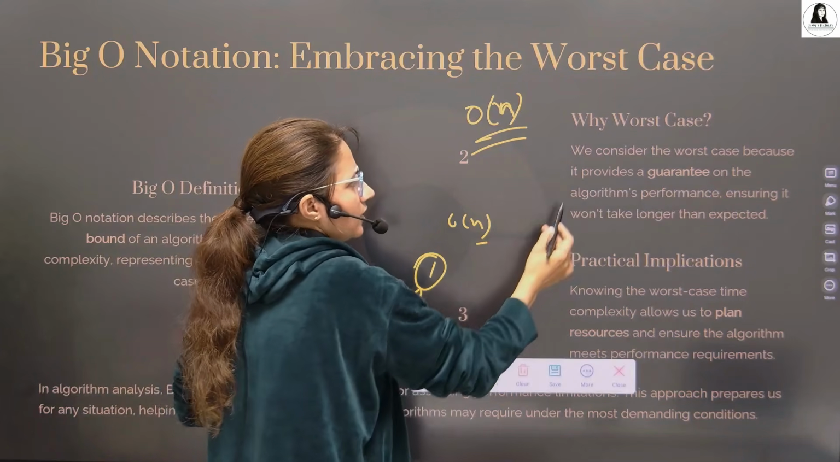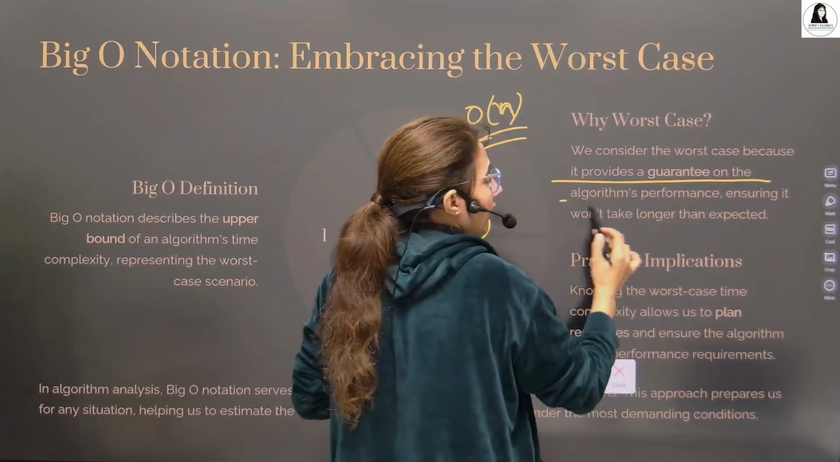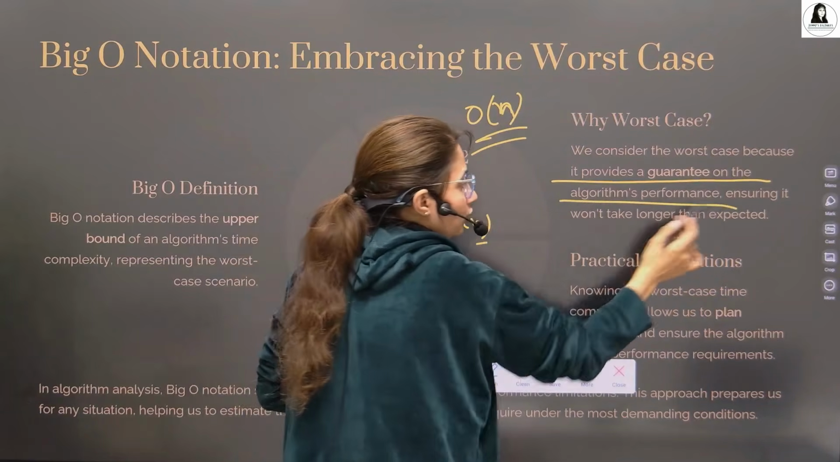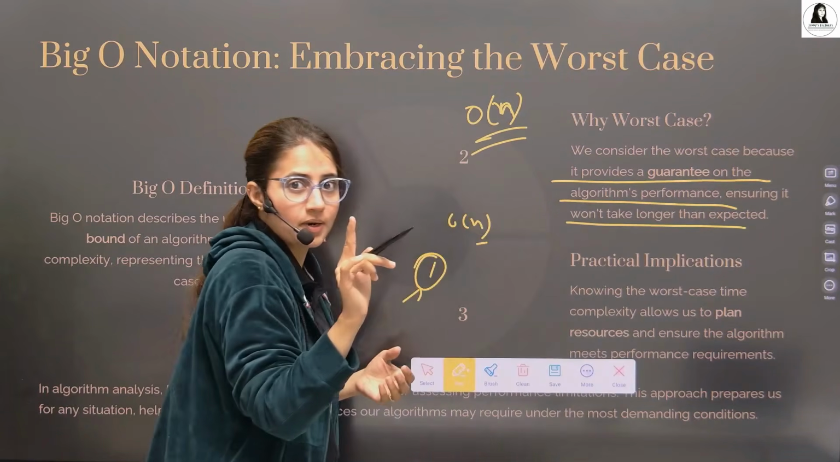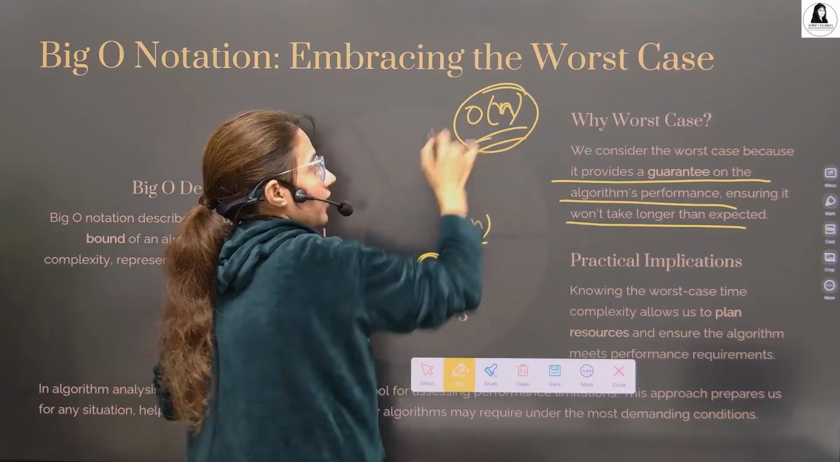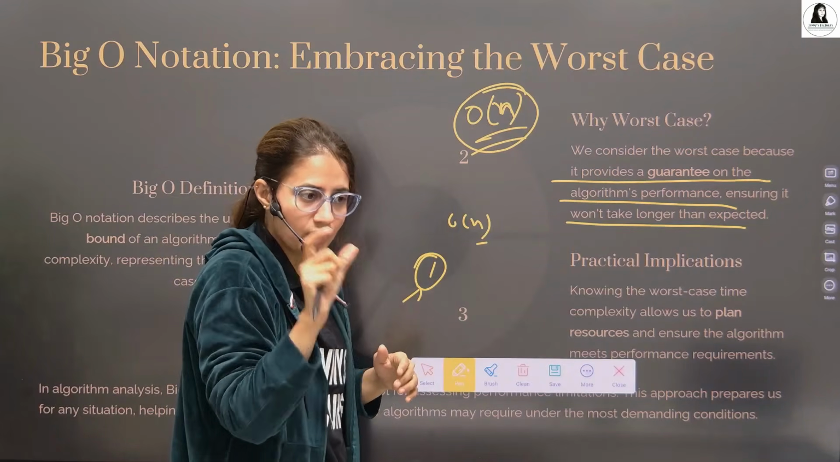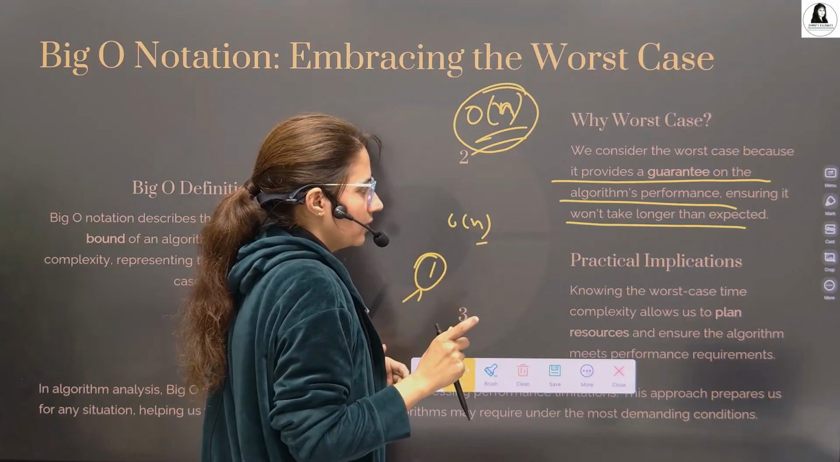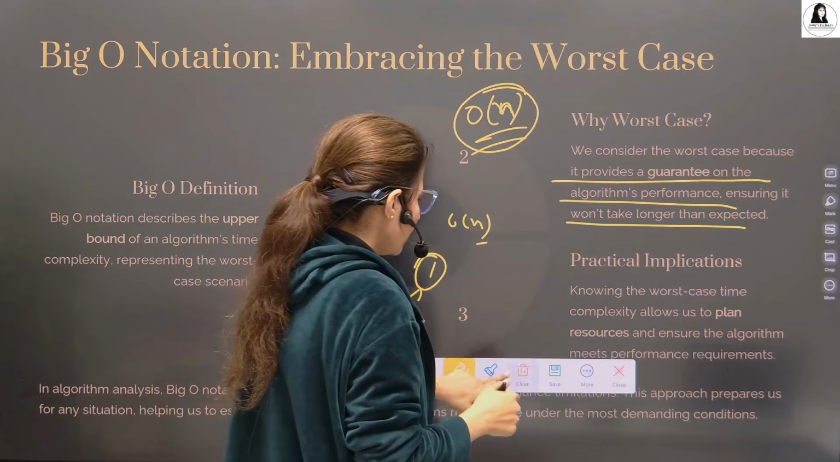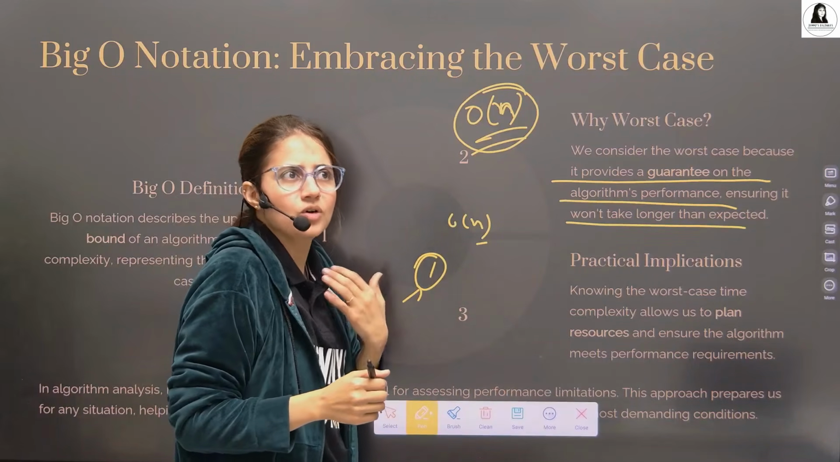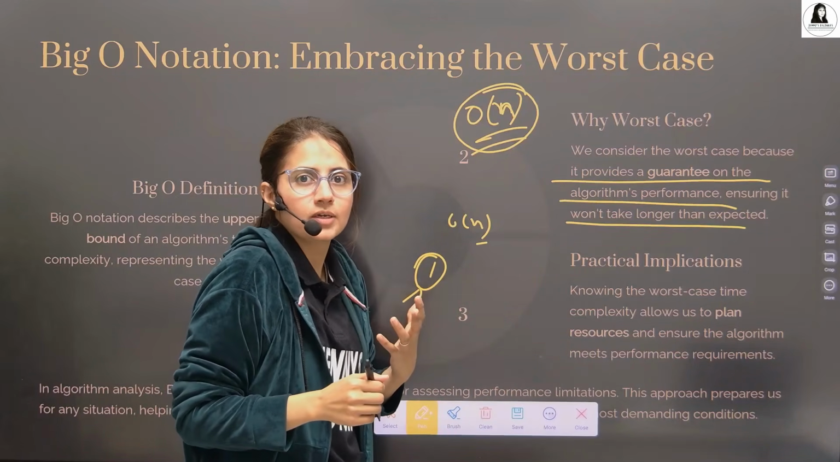And why worst case? Because it provides a guarantee on the algorithm's performance, ensuring it won't take longer than expected. It won't take longer than order of n. So it gives you that guarantee. That's why we consider the worst case. If you know in advance the worst situation, you can plan accordingly.